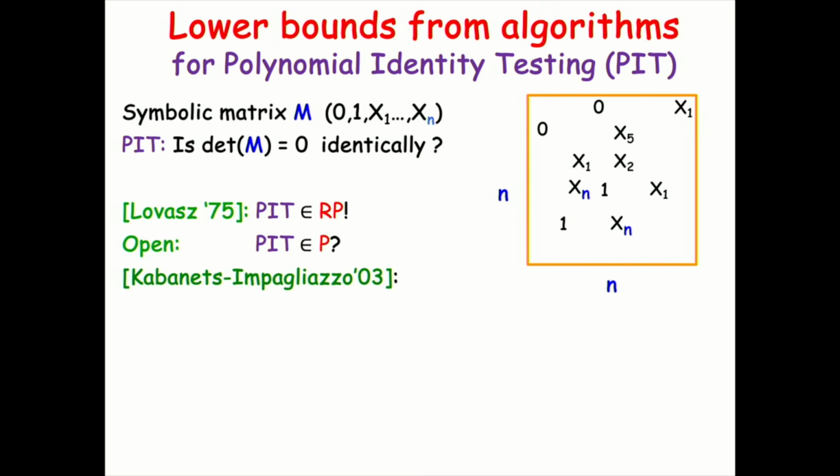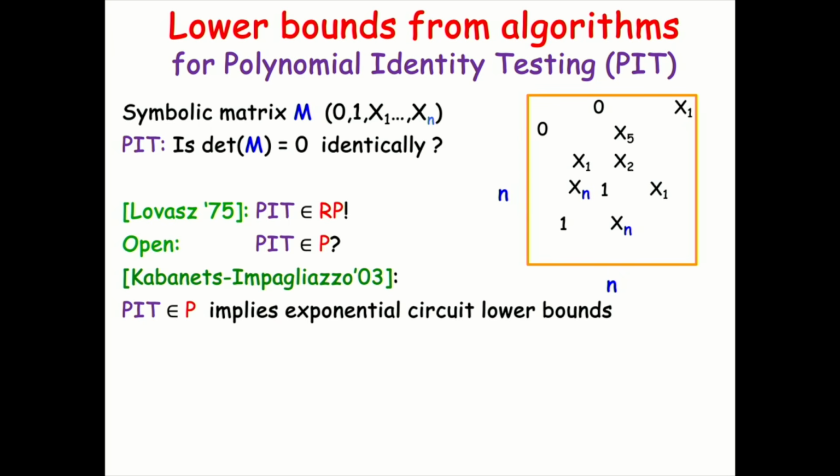And Kabanets and Impagliazzo prove an amazing result. If you have a deterministic polynomial time algorithm for this problem, this proves exponential circuit lower bounds. So it's enough to derandomize. Before I told you that hardness implies randomness, now derandomization implies hardness.